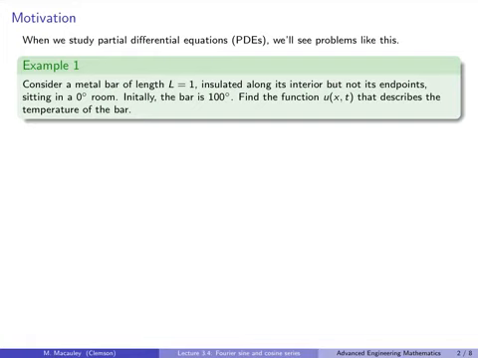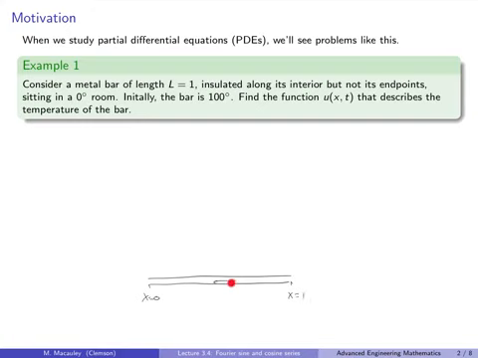Consider a metal bar of length L equals 1. Let me draw this. So we have a bar of length 1, insulated along its interior but not at its endpoints. That means that heat can flow laterally, but it cannot escape this way. So this is a one-dimensional problem. One endpoint is x equals 0, and the other endpoint is x equals 1.